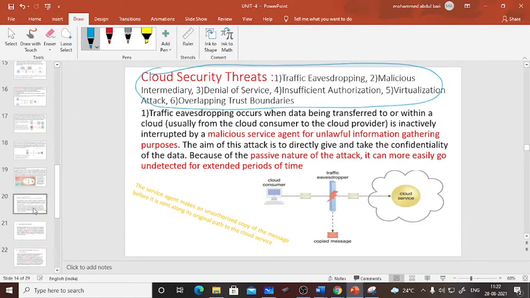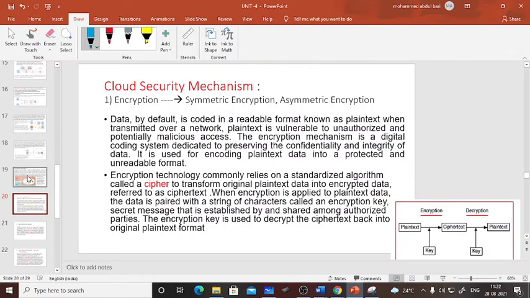Now we are going to see cloud security mechanisms. It is divided into three to four parts, and each part is subdivided. The first part is encryption. What do you mean by encryption?